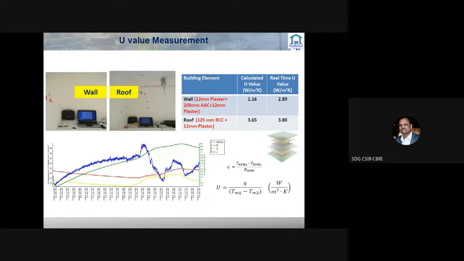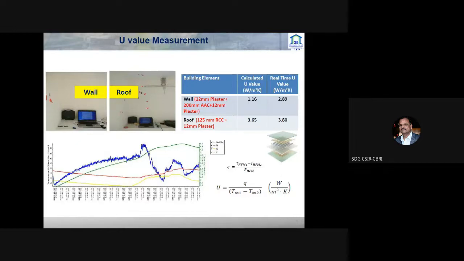For this, as we know, the U value depends on the conductivity and the thickness of the layers, but there are some cases where real-time U value measurement is also required, and for this we have some equipment with sensors. Here we have to measure the heat flux, and if you measure the outside and inside temperature, then we can find out the U value. This is what we have done for that particular building.